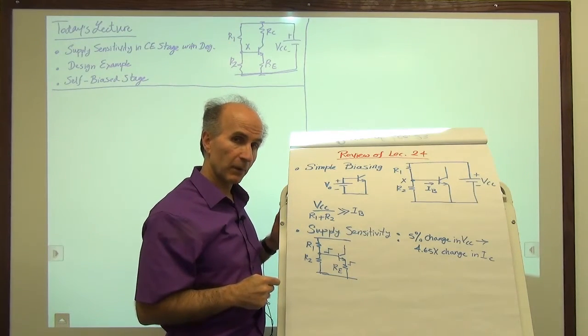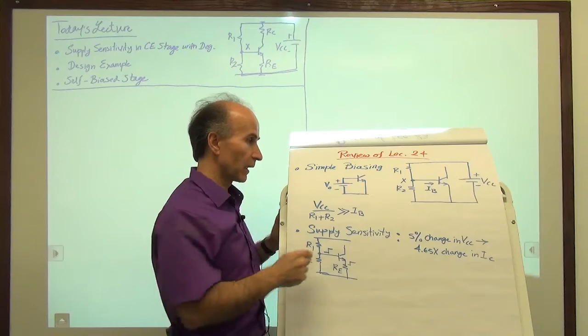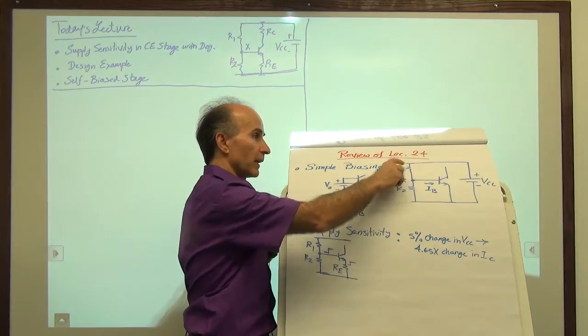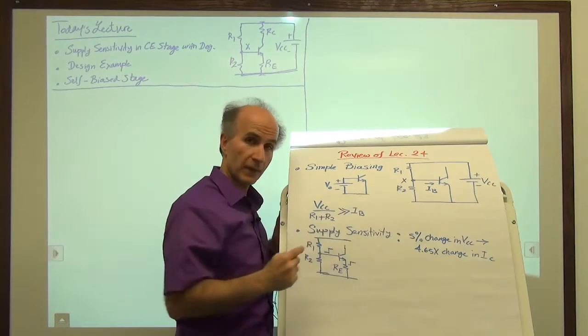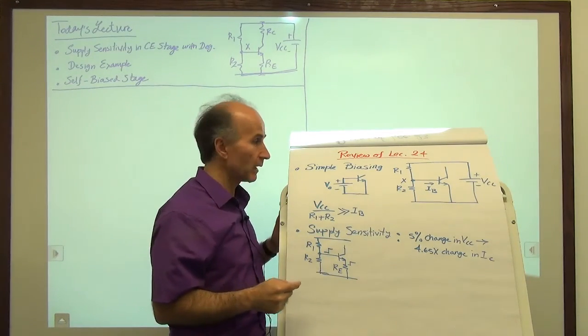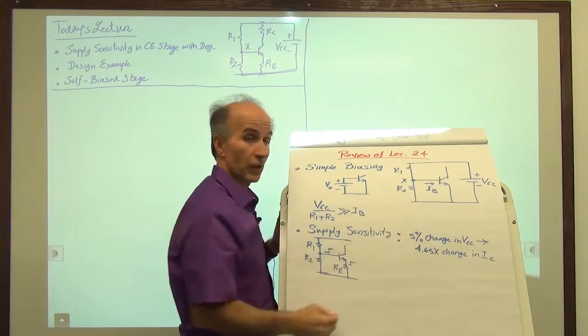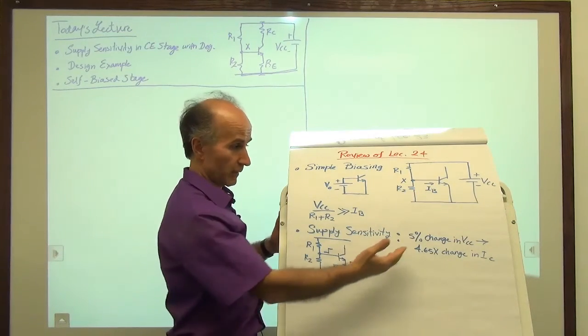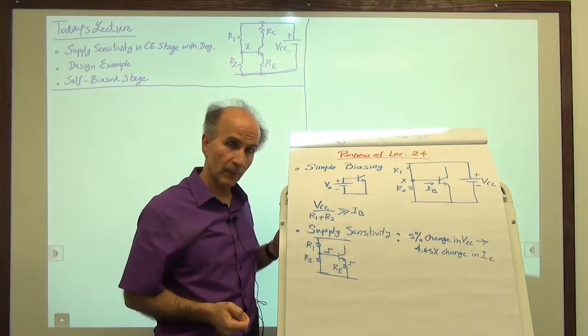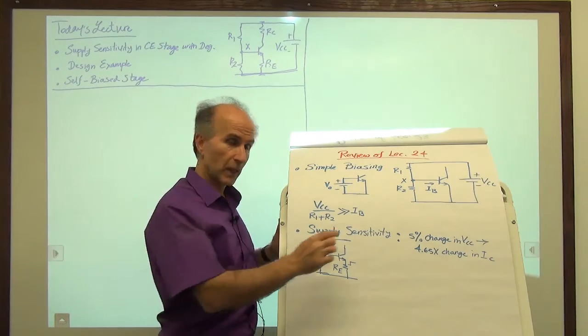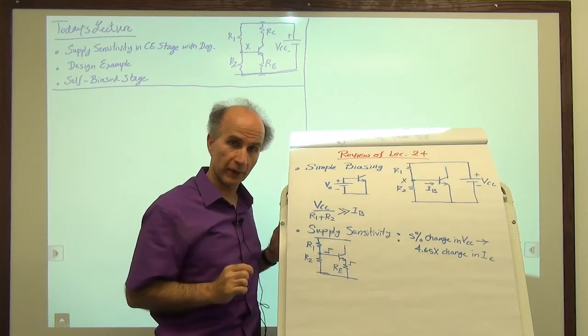Now, the problem was that we noticed if, for example, the supply goes up by 5%, and therefore this base voltage goes up by 5%, then we see that the collector current changes by a very large amount, for example, by a factor of 4.65. So that is the principal issue in this type of biasing circuit.